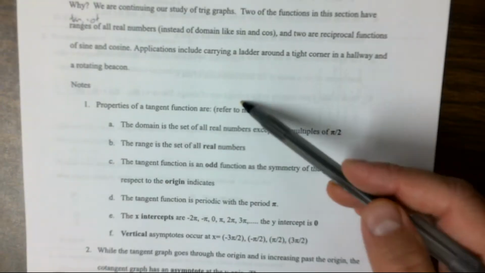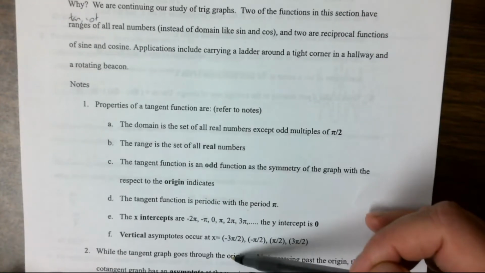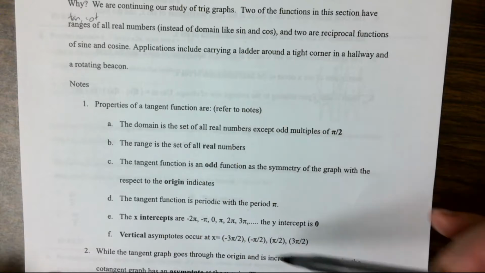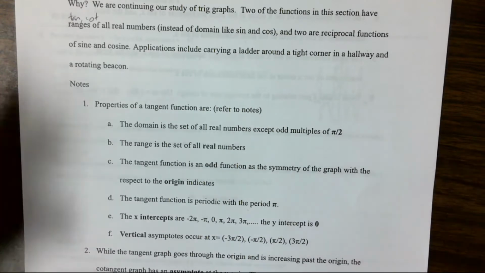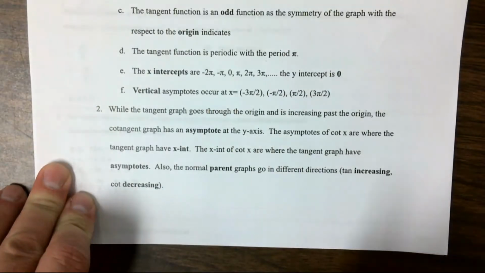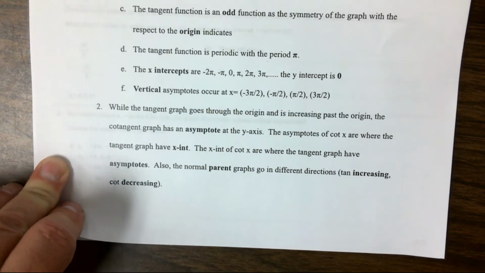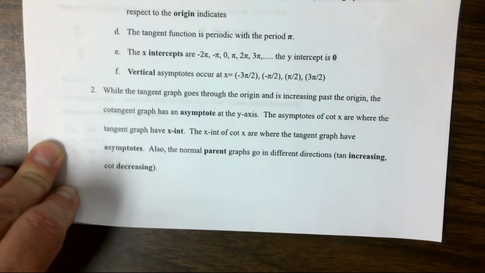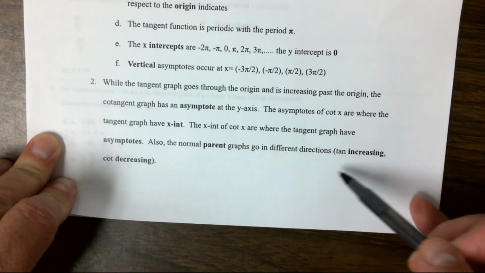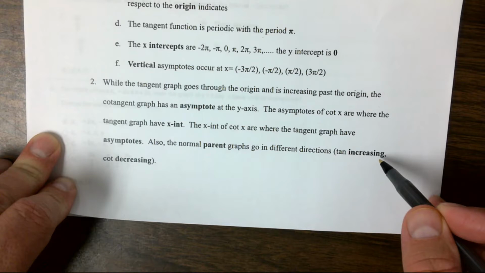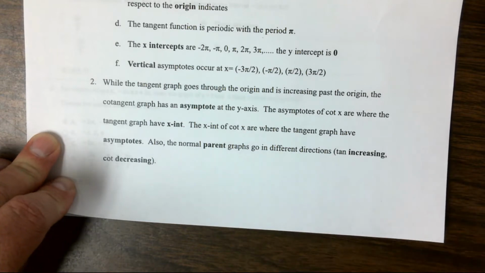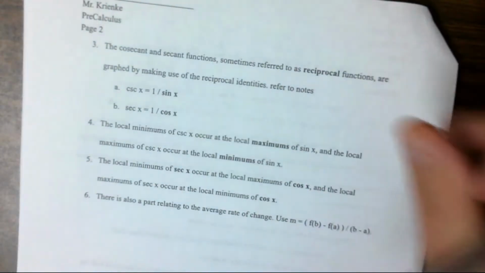So here are the properties of your tangent function. Again, you could just refer to your notes. I'm not going to read through these. The common thing or similarity between all four of these is they do have asymptotes. So also the normal parent graphs go in different directions. Tan is increasing and cotan is decreasing. And then the cosecant and secant just look like parabolas over and over again.